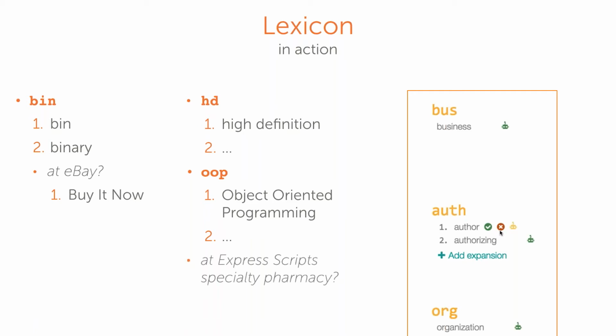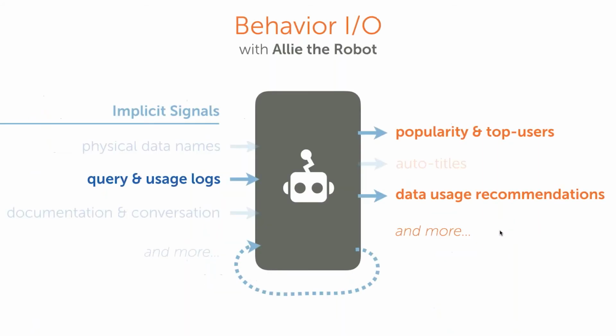But what do you guys think that might mean at Express Scripts, which is a specialty pharmacy, one of our customers? So if it's mystifying to you, it also might be mystifying to analysts who are just starting there. But thankfully, with the lexicon, Allie was able to figure out that HD stands in that context often for home delivery, and OOP stands for out of pocket. And these are just a few examples, but spreading this over thousands of data fields and data tables, this can really make things that are hard to understand much clearer.